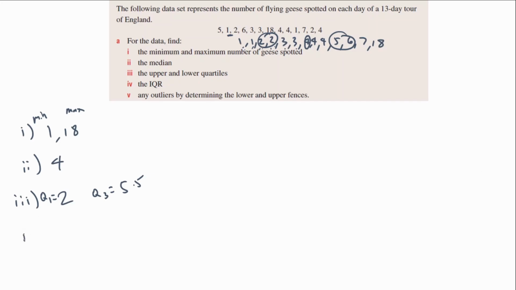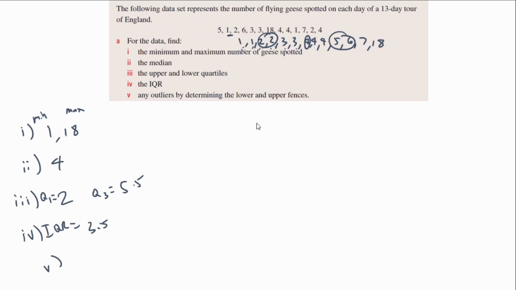Now I can find the IQR, so part 4. IQR will just be Q3 minus Q1, which is 5.5 minus 2. That gives me 3.5. And part 5 are any outliers by determining the lower and upper fence. Let's have a go at doing that.